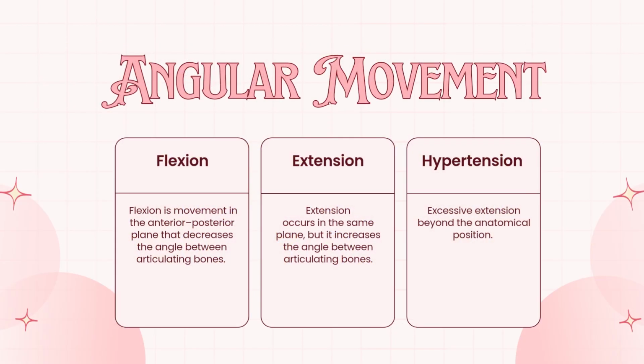Flexion is movement in the anterior to posterior plane that decreases the angle between articulating bones. Extension occurs in the same plane, but it increases the angle between articulating bones. Hyperextension is an excessive extension beyond the anatomical position.